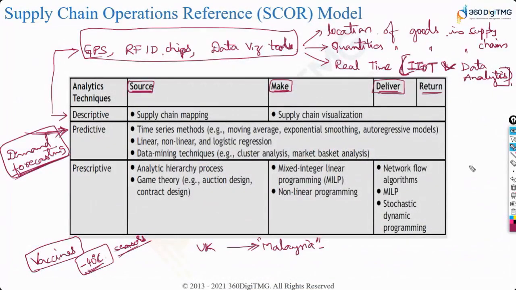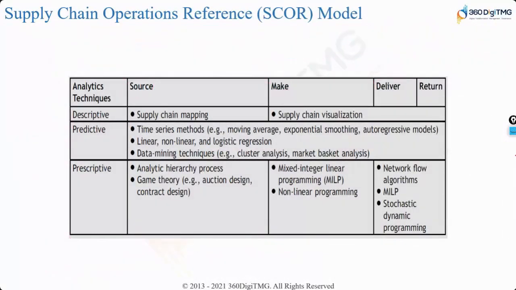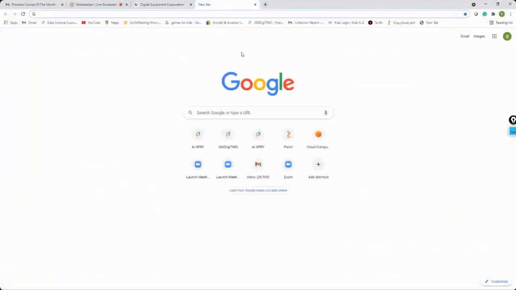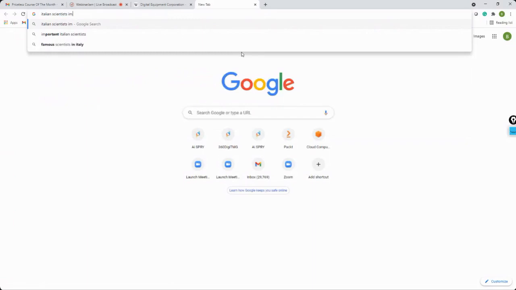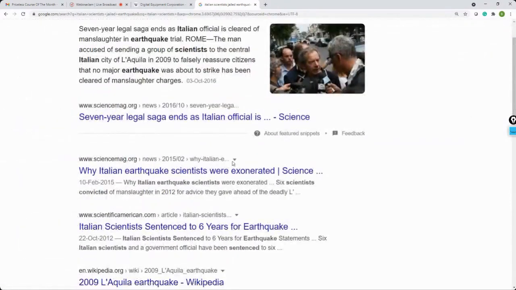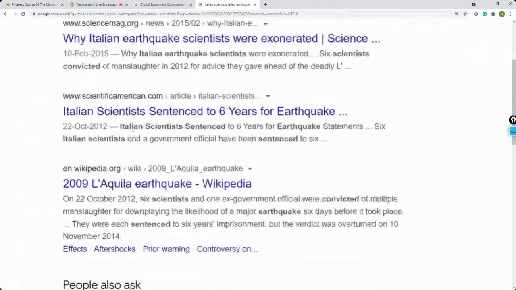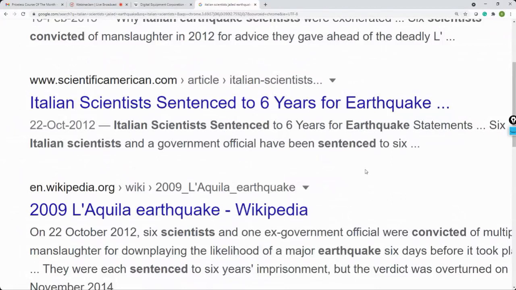If you under forecast, then you lose market share. But if you over forecast, that might be even dangerous. Either way, it's very important. Under forecasting also is dangerous, my dear friends. For example, Italian scientists were jailed for under forecasting an earthquake. They were sentenced to 6 years. Why? Because they under forecasted the earthquake on the Richter scale. Earthquake intensity is measured on the Richter scale. The moment they under forecasted, people were pretty relaxed that it was not going to be very devastating.